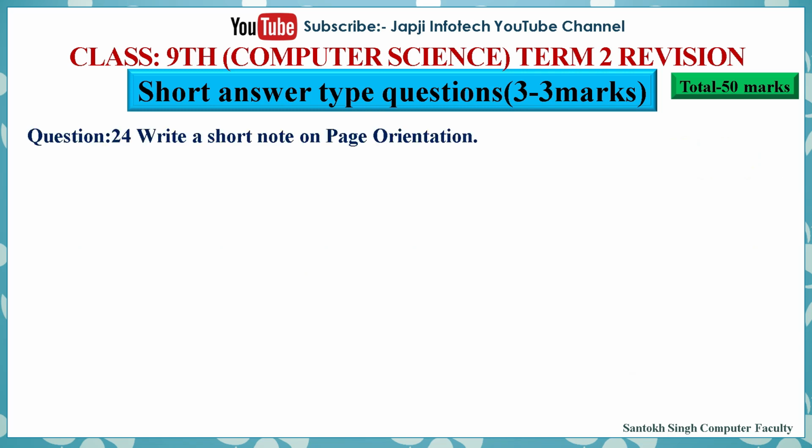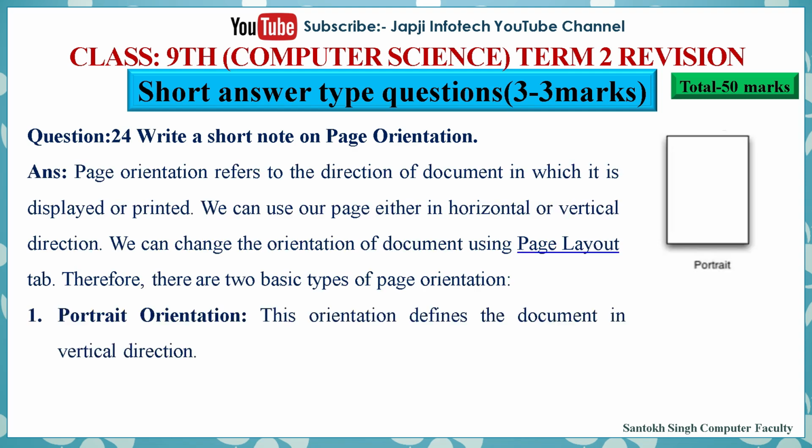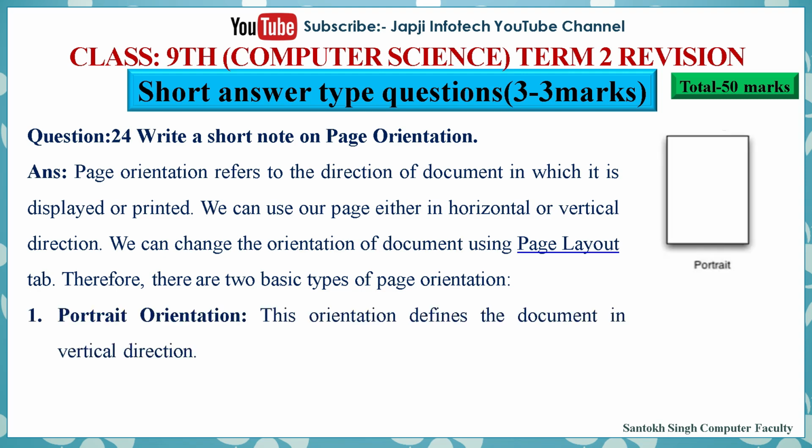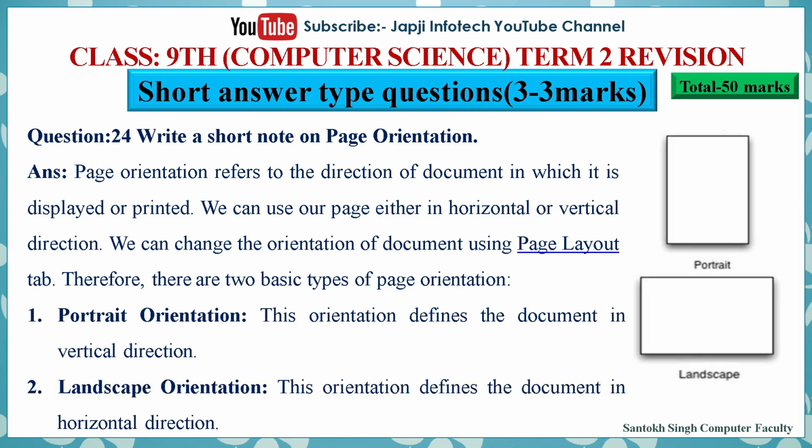And the 24th one is, write a short note on page orientation. Page orientation refers to the direction of a document in which it is displayed or printed. We can use our page either in horizontal or vertical direction. We can change the orientation of a document using the Page Layout tab. Therefore, there are two basic types of page orientation. The first one is portrait orientation. This orientation defines the document in vertical direction. And the second one is landscape orientation. This orientation defines the document in horizontal direction.